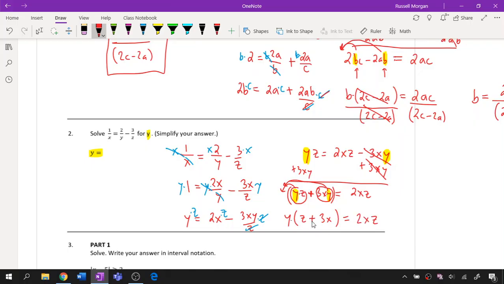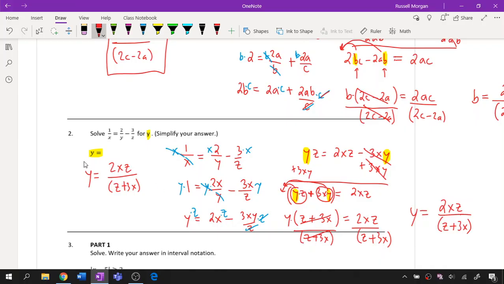Now that it's y times all of that stuff, I can actually just divide both sides by all of that stuff. Looks like I forgot the parentheses there. So then we get y equals 2xz over the expression z plus 3x. I like to wrap those in parentheses so I know that all of that is on the denominator. And so that's my answer. I'll just kind of rewrite that y equals.